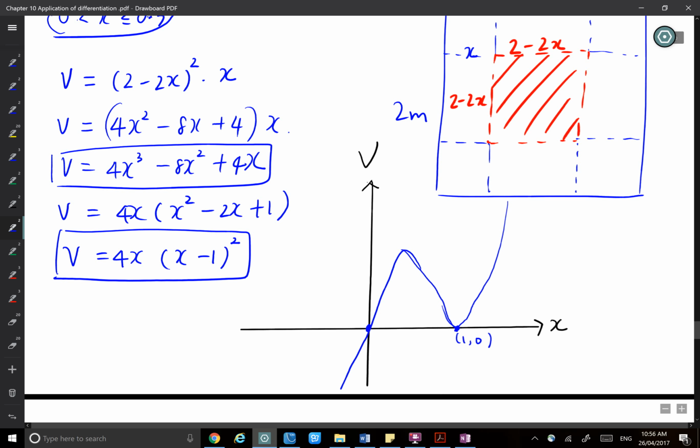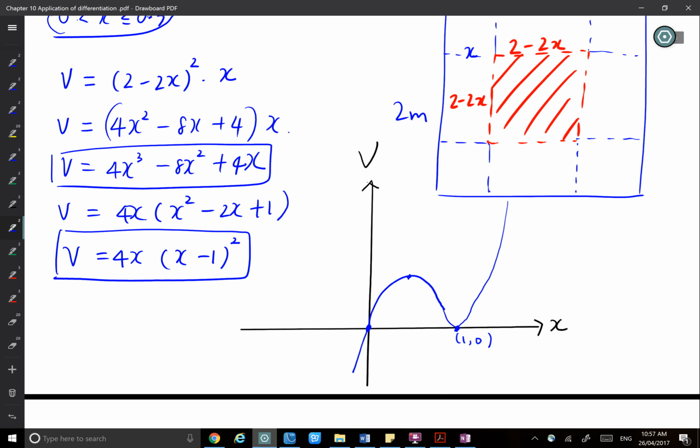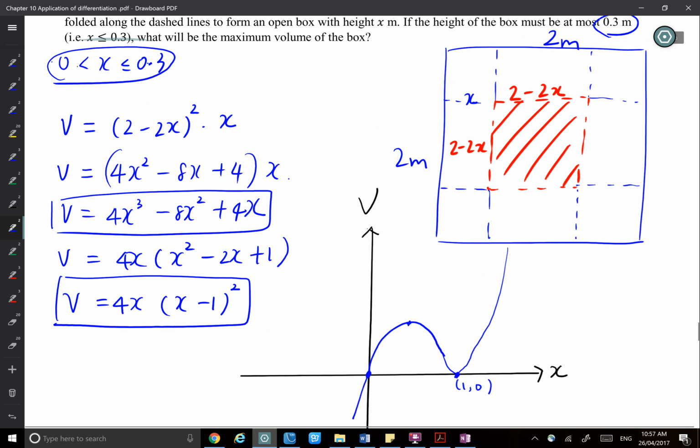But you can only have 0.3 at the maximum. So you want to see where the 0.3 is. You need to work out where this turning point is first, whether the 0.3 is to the left or to the right of this turning point. If to the left of this turning point, then the maximum value will be at 0.3. If it's to the right, then the turning point will be the maximum volume, the highest point. So let's work out this turning point first.